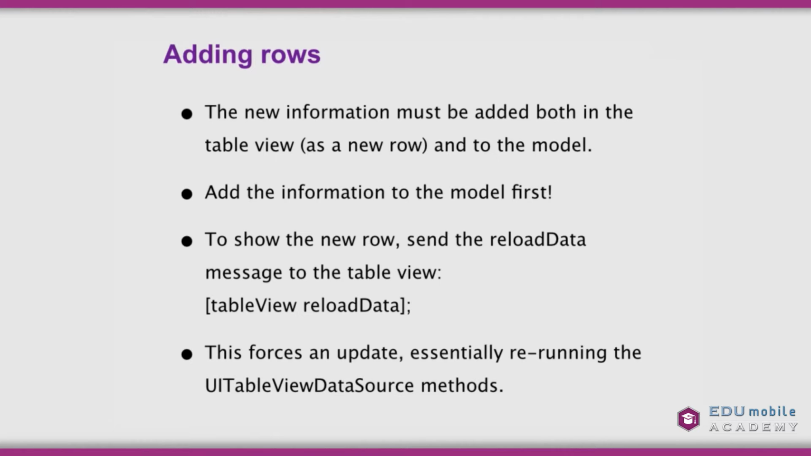And what this will do, essentially, is force an update. It pretty much just reruns the UI table view data source methods. It finds out how many sections are in the table view. It counts the rows in the model, which now have this new information, and makes that the number of rows in the section. And then it also reruns cell for row at index path, which gets the actual data out of the model. So we add the data to the model first, and then we call reload data on the table view. Hope that makes sense, and we'll see this being done in the demo.